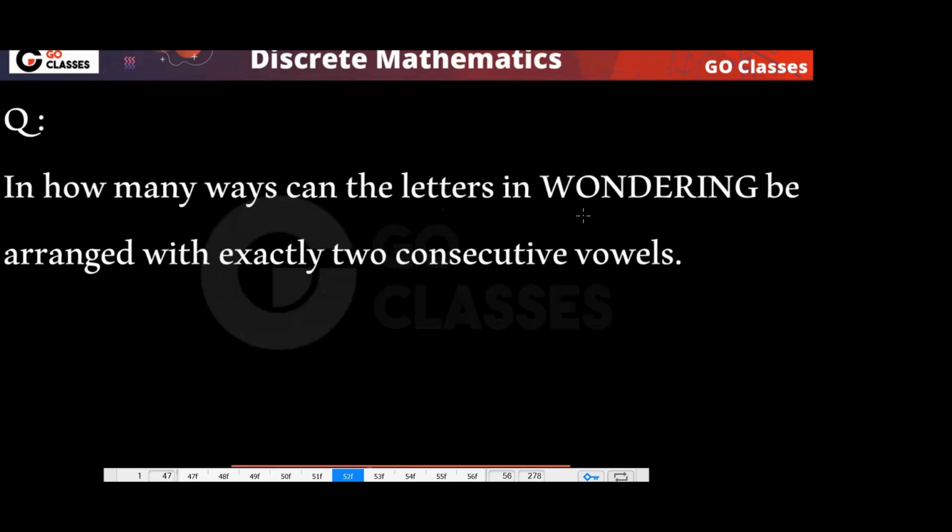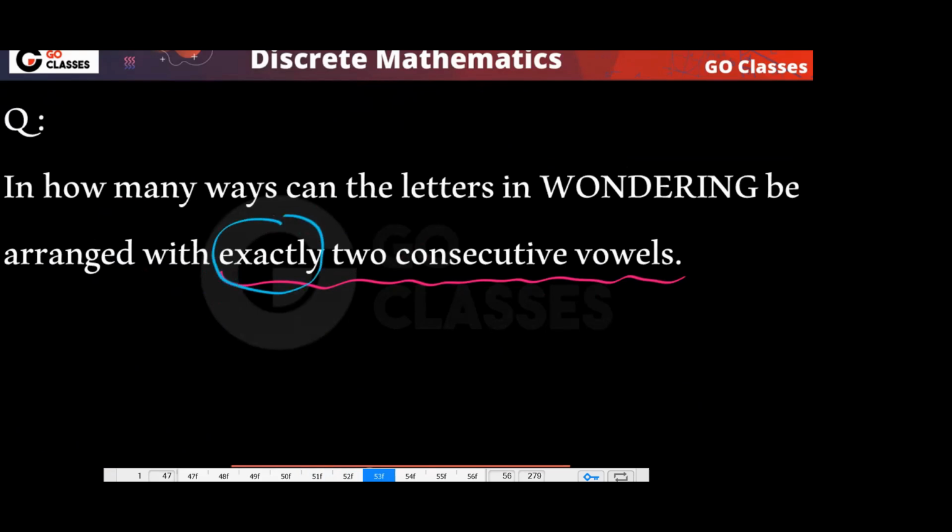In how many ways can the letters of WONDERING be arranged with exactly 2 consecutive vowels? Exactly 2 consecutive vowels means it should not happen that all the 3 vowels are consecutive. You should have exactly 2 consecutive vowels. This word, exactly.